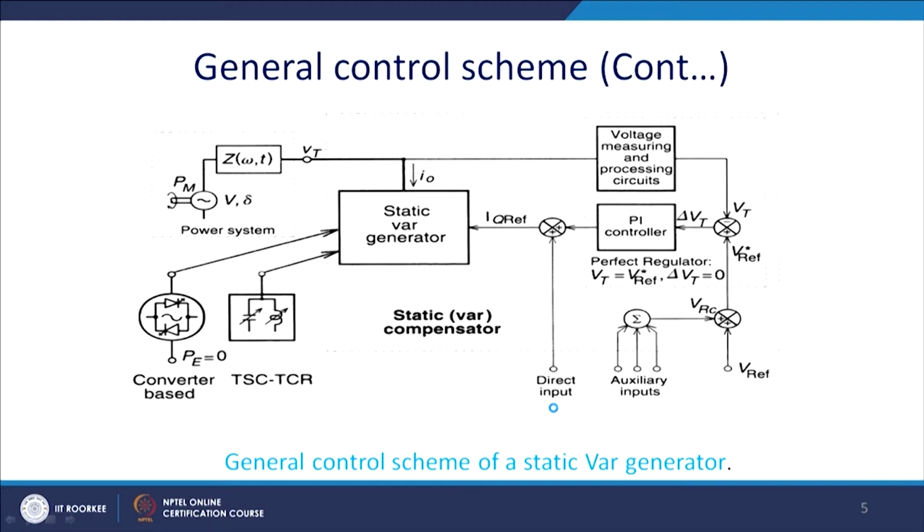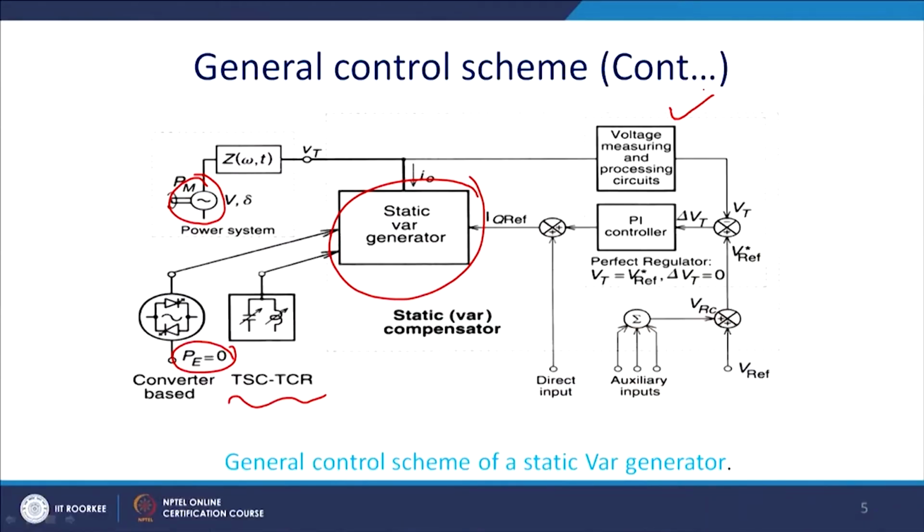What happens? You have a prime mover that generates the voltage, with amplitude V and angle delta. This is the network, and here you put a static var generator. Essentially, it does not have any power to compensate the real power, so P is 0. This is converter based, and it may be a TCSC or TCR.